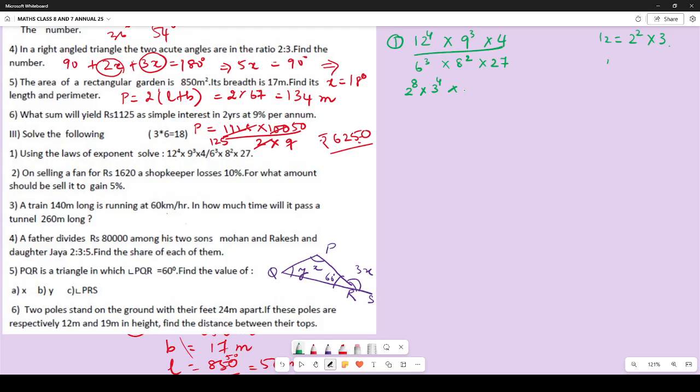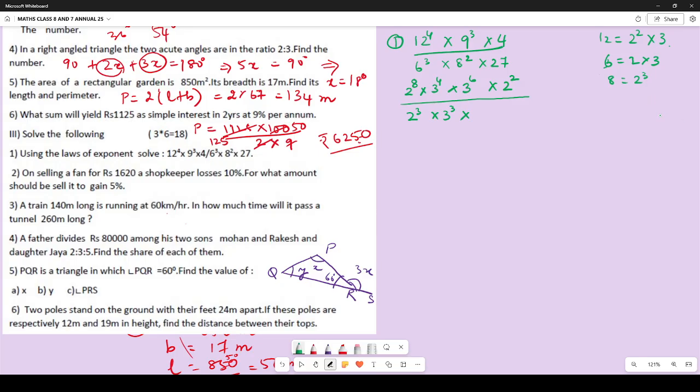So you multiply it with 3. So this becomes 3 to the power 6 into 2 to the power 2 by 6. 6 is equal to 2 into 3, right? So 6 to the power 3 means 2 to the power 3 into 3 to the power 3. 8 is equal to 2 to the power 3. So this becomes 2 to the power 3 to the power of 2.